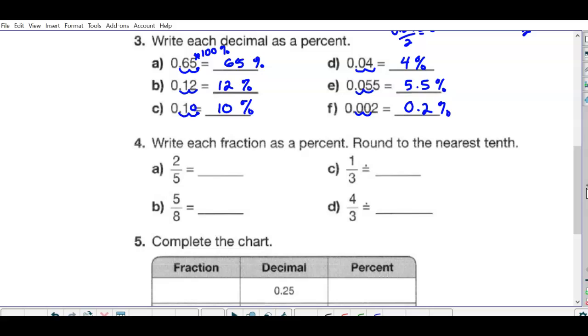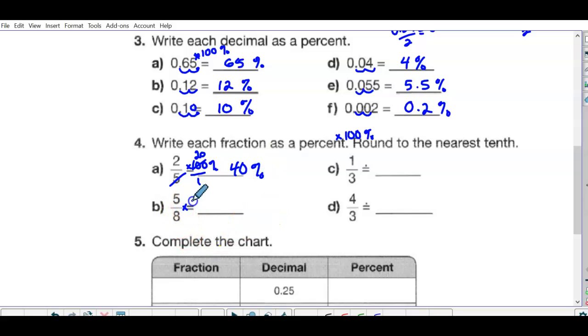Okay. Then write each fraction as a percent, round to the nearest tenth. So again, whether it's a decimal or a fraction, you're multiplying by 100 with the percent symbol. I'm just going to erase that 100 here. So here, we're multiplying by 100 over 1 with the percent symbol. So then 5 goes into 100 20 times. 2 times 20 is 40 with the percent symbol.